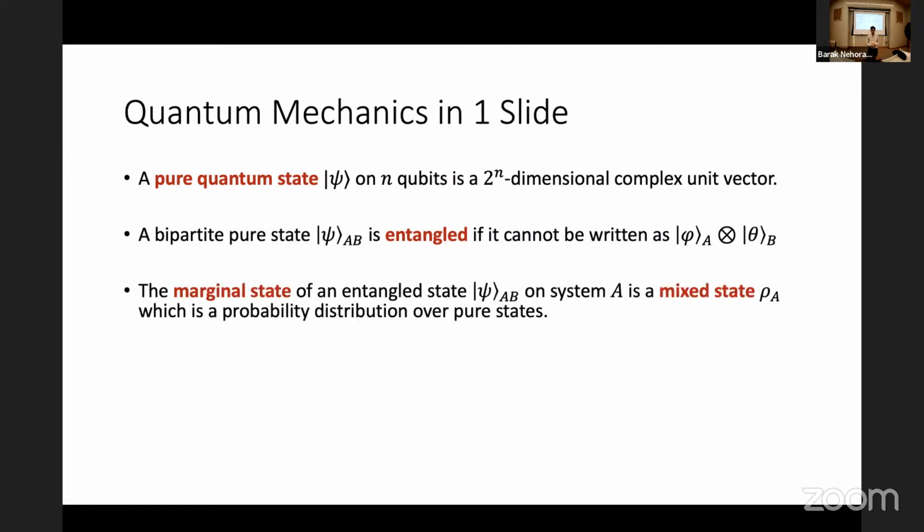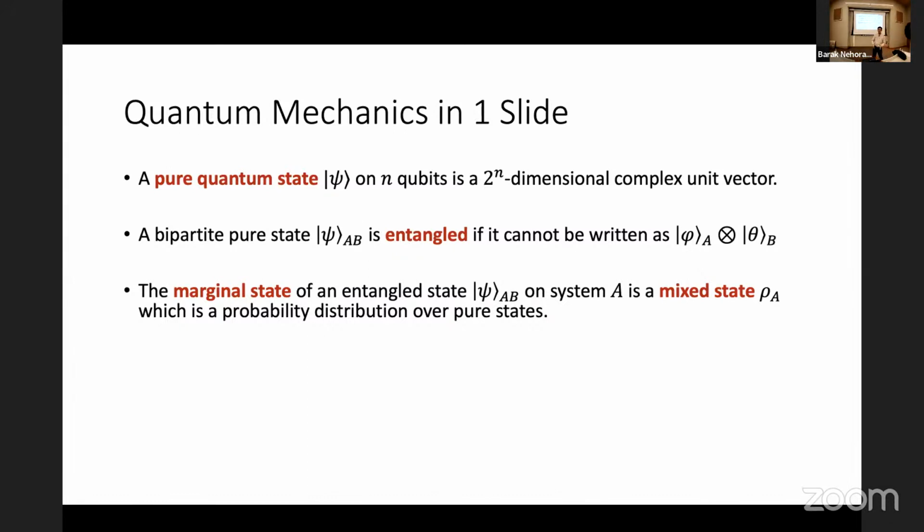If you take an entangled state, say on systems A and B, overall the system can be described as a 2 to the 2n dimensional unit vector. But now you say, well, let's look at system A, one half of it. How can I describe the state of this first half of system A?